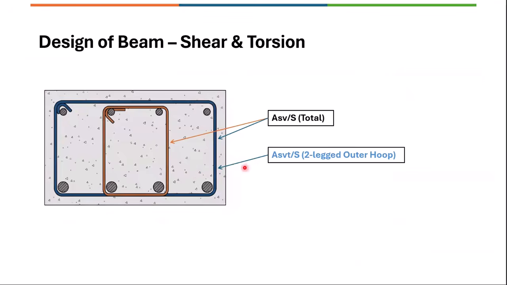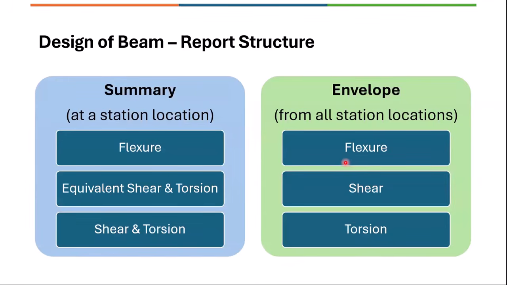Right. So just for clarity, I'm showing it in a graphical format. You can see this. So this Asvt by S is the outer hoop, and then the Asv by S, which is reported, is the total, whether it is a two-legged or a multi-legged stirrup. So the total is here, and only the outer hoop is reported separately. So while detailing, you'll have to take care of this. Right. So the report structure I already discussed.